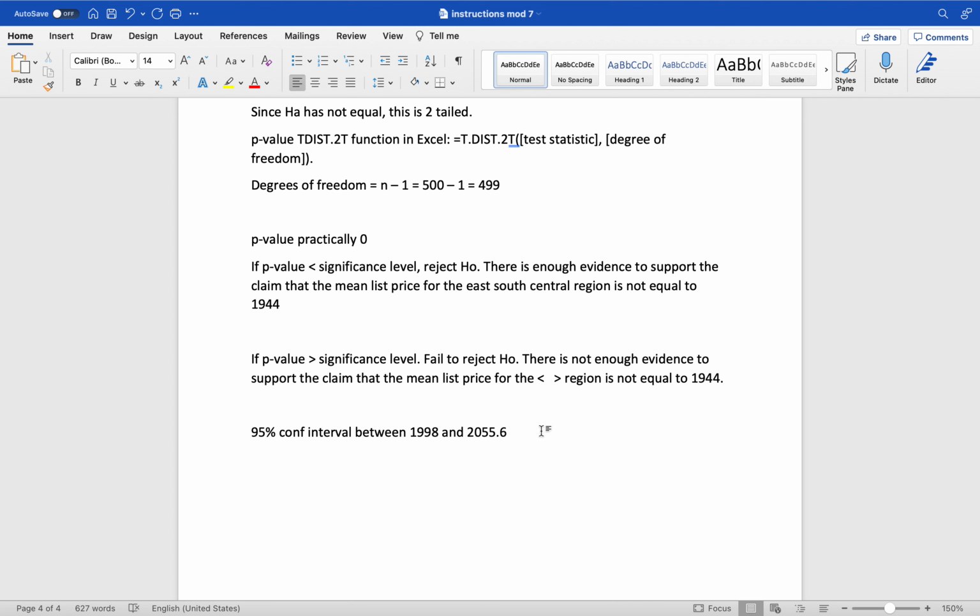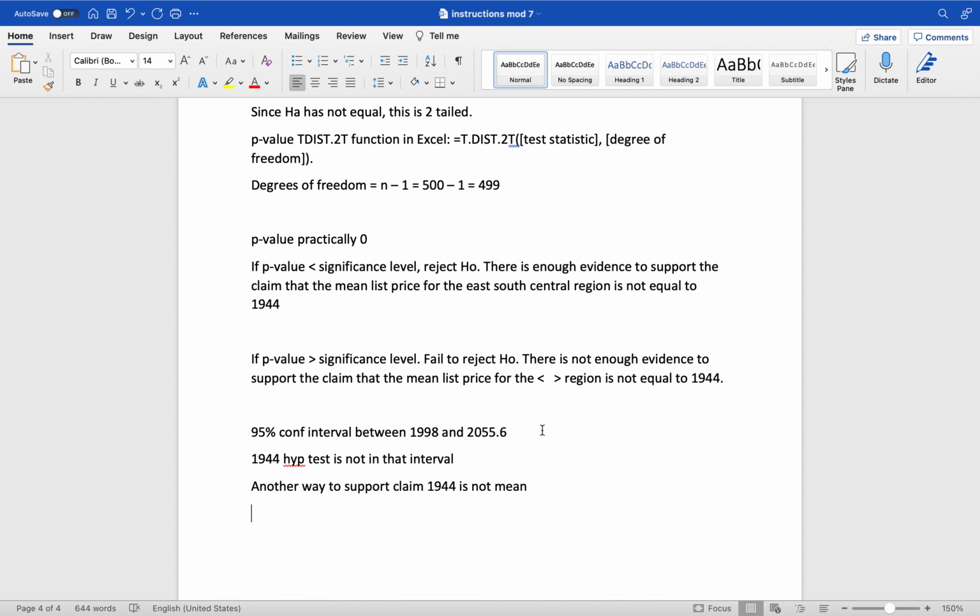I just don't want to waste time doing that. Okay, notice that 1944 from our hypothesis test is not in that interval. Okay, so that is another way to support the claim that 1944 is not the mean.